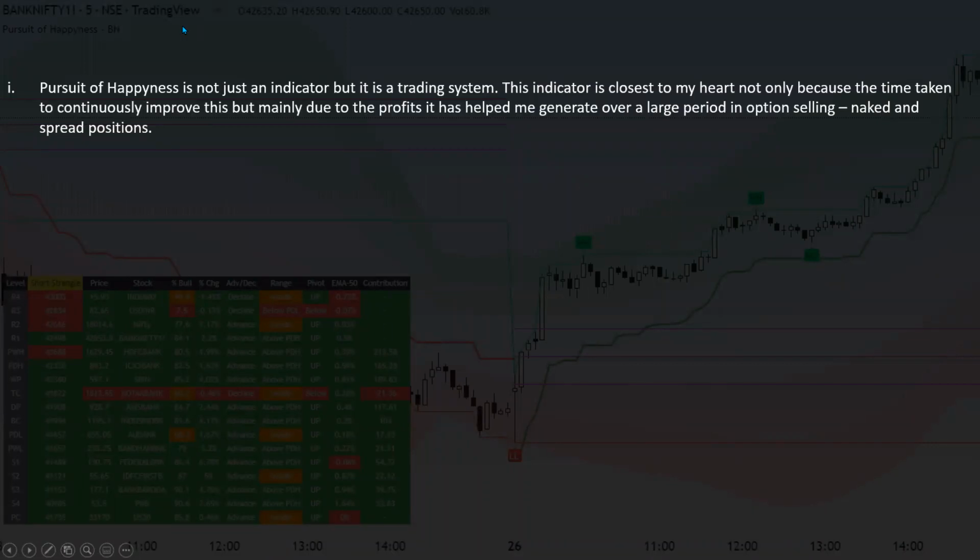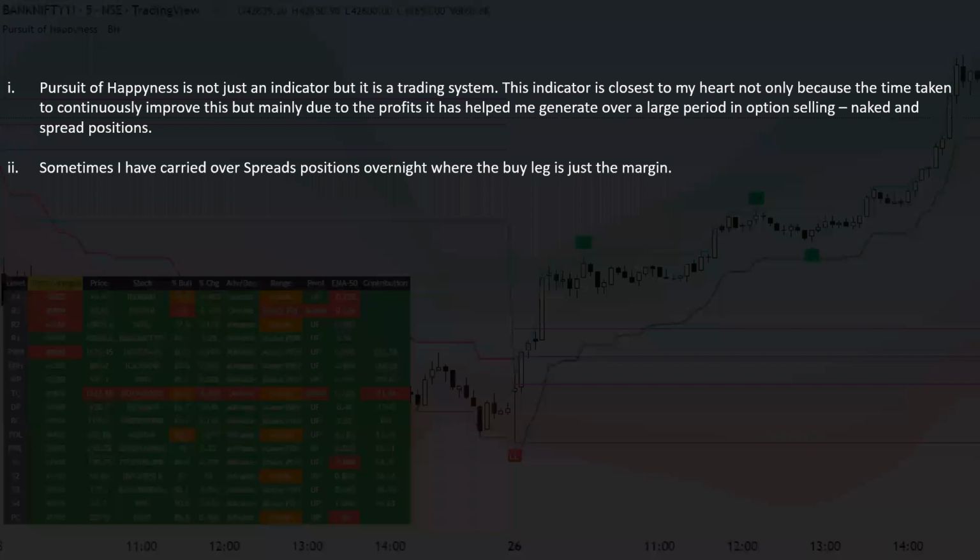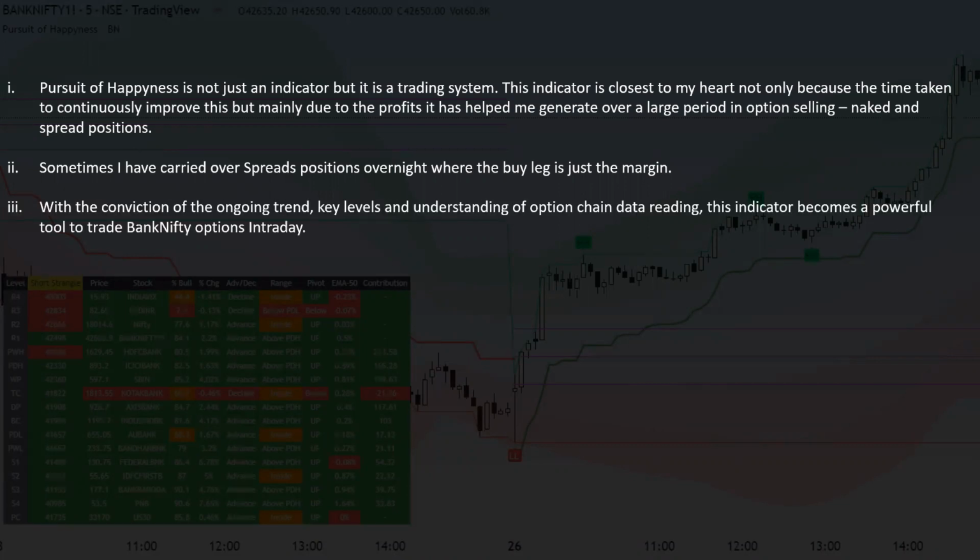So Pursuit of Happiness is just not an indicator, but it is a trading system. This indicator is closest to my heart, not only because of the time taken to continuously improve this, but mainly due to the profit it has helped me generate over a large period of time in option naked selling, intraday, and spread trading. Spread meaning a call buy, a call sell, and or a put buy and put sell together. So sometimes I have carried over spread positions overnight, where the buy leg is just for the margin requirement, reducing the margin requirement. With the conviction of ongoing trend, key levels, and understanding option chain data reading, this indicator becomes a powerful tool to trade in Bank Nifty options intraday.